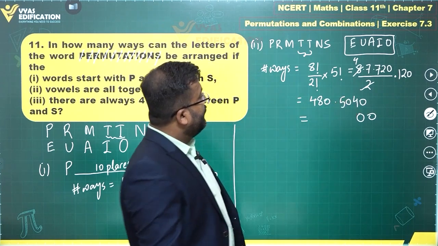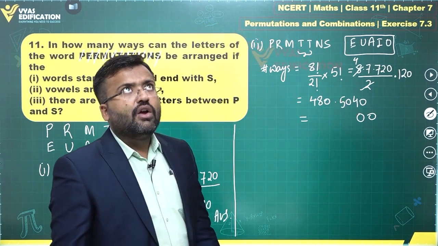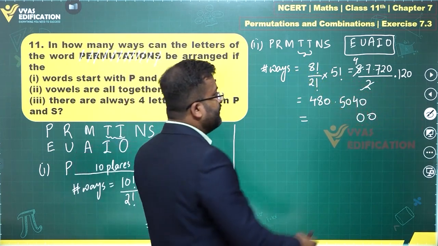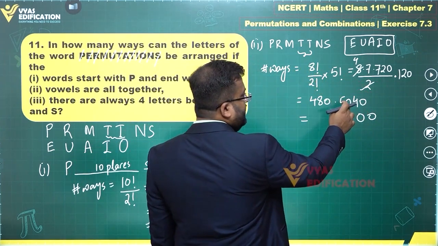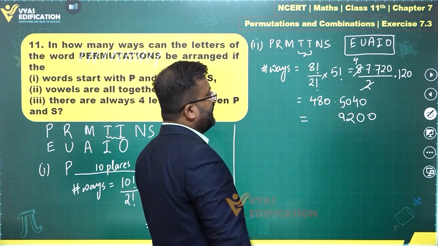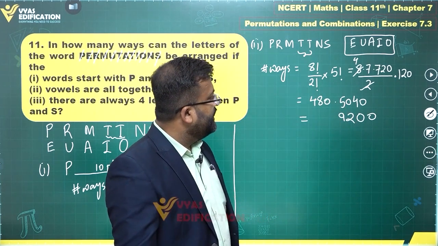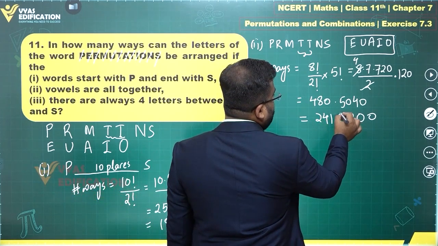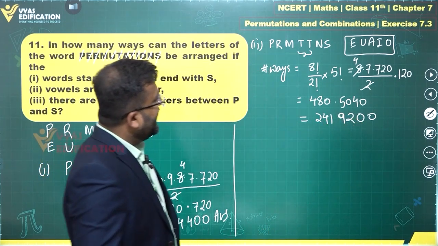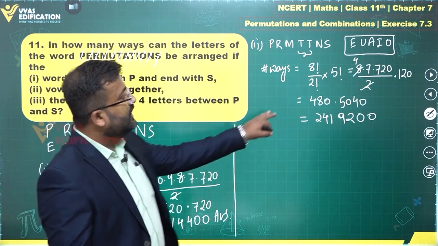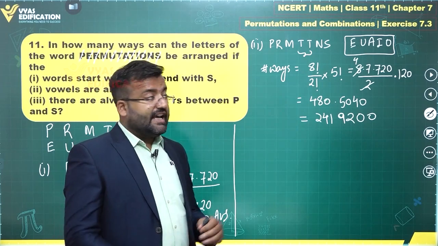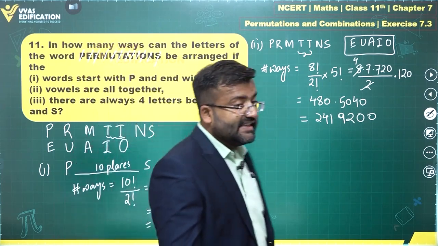48 times 4, what is that? That is 192, right? 48 times 4 is 192. So you have a 2 and you have a 9 as well. You carry forward a 1. 48 times 5 will be 240. 240 and 1 is 241 is what I get. So 241,9200 are the total number of ways in this particular case over here, as you can see. This is the answer for this part, the second part.